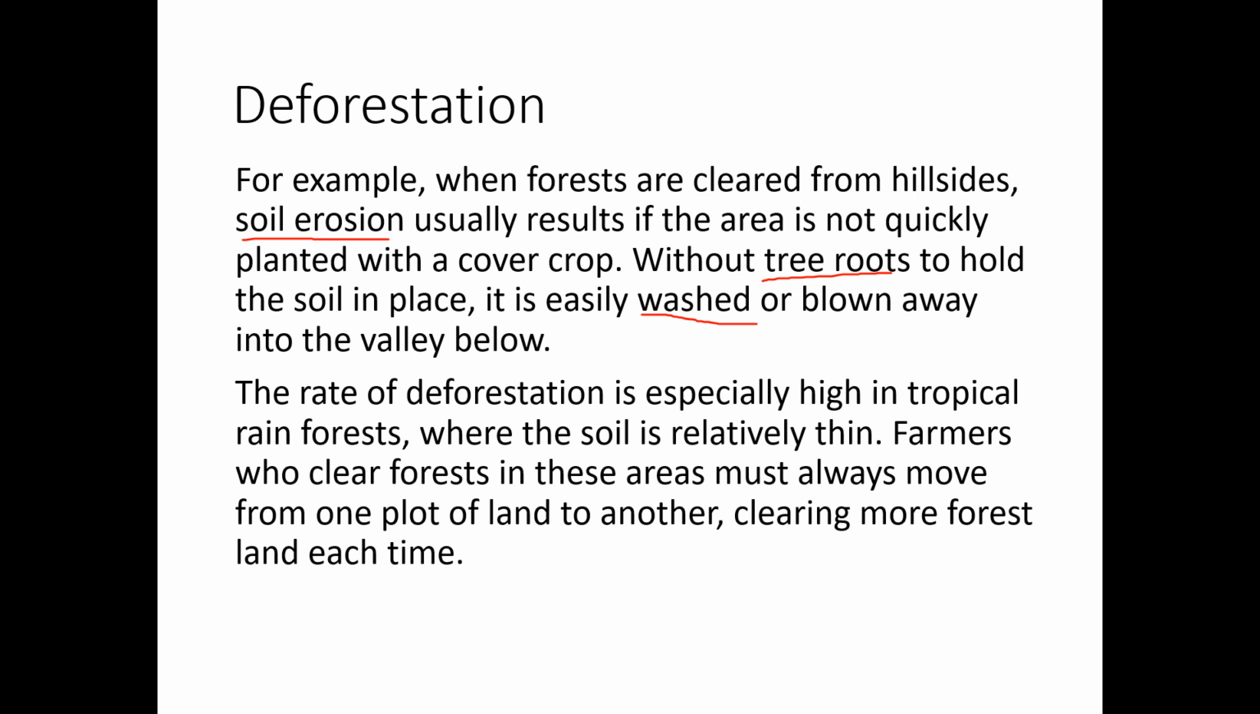Deforestation can happen especially quickly in tropical rainforests, where your soil is already pretty thin. Farmers who clear forests in these areas are always going to move on from one plot of land to another. Basically, they chop down all the trees in the rainforest, use that soil until it's no longer productive, and then they move to another area of the rainforest and cut down all those trees. They're cutting down trees and forests much quicker than those forests can regrow.